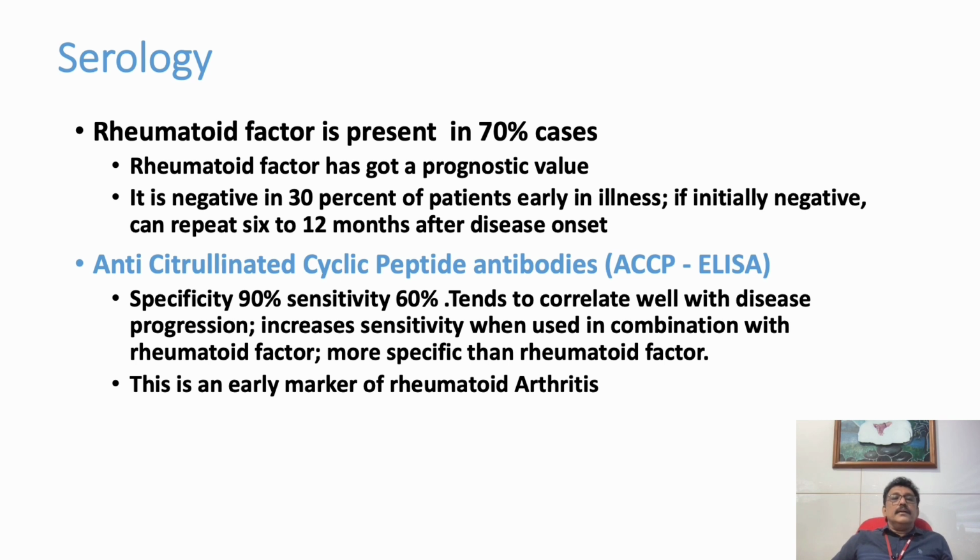But remember, it is negative in 30% of the patients who have early illness, and if initially negative you can repeat after 6 months to see whether the factor is present or not. But nowadays we don't do a repeat rheumatoid factor test. Just once it is diagnosed as RF positive or RF negative rheumatoid arthritis, and we treat the patient accordingly.